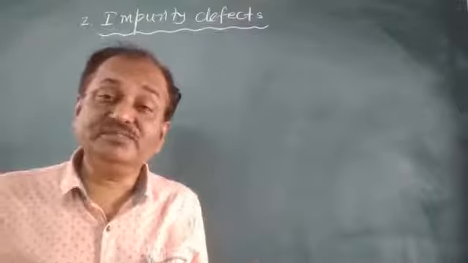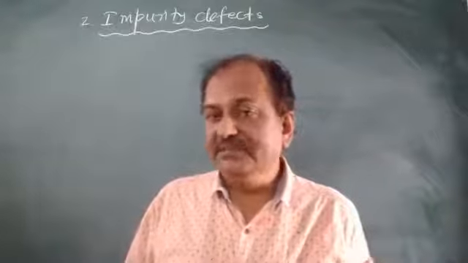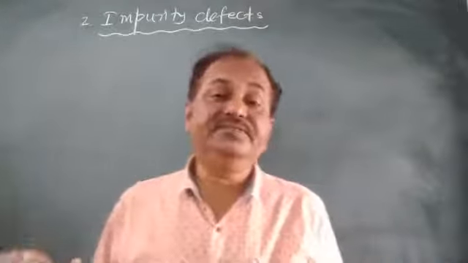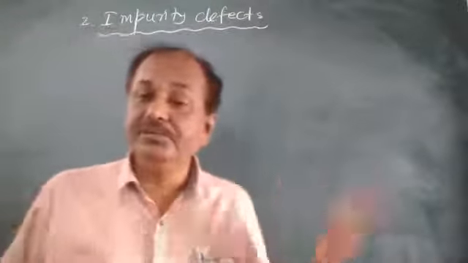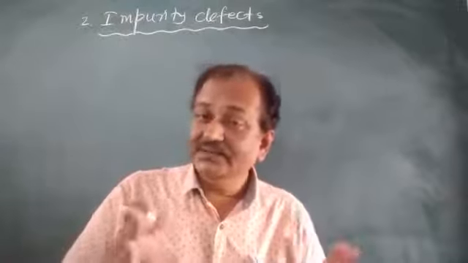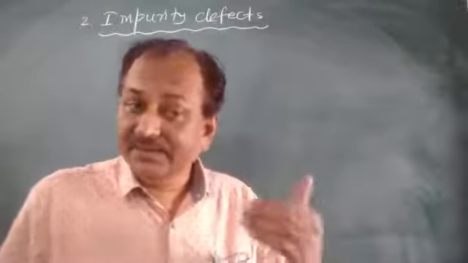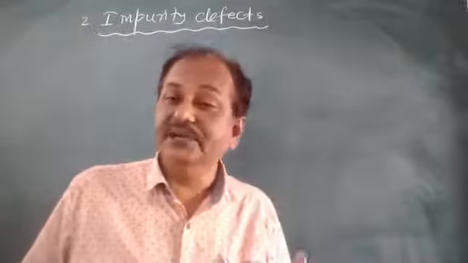Now I am going to explain a very important part. The second type of imperfection is impurity defect. And children, you know, impurity means some foreign material has been added, and this defect creates many remarkable changes in the behavior of solids.